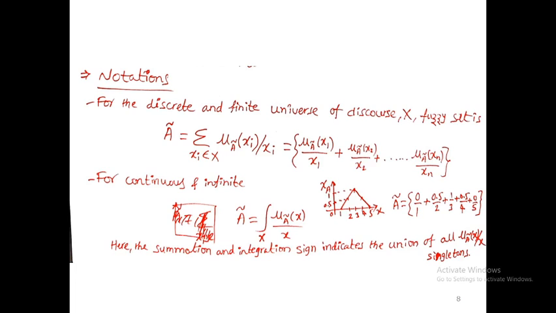So these are the notations for fuzzy sets. Simply, if it is discrete, at each point you represent the function value. If it is continuous, you get a continuous line, and you have to add all those singleton points, all the points mu of x by x, in the continuous and infinite case. That's why you get infinite points here.